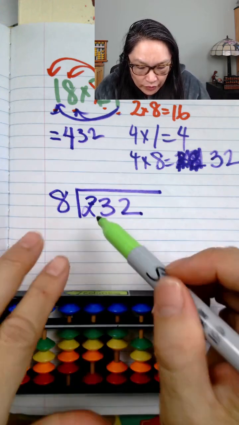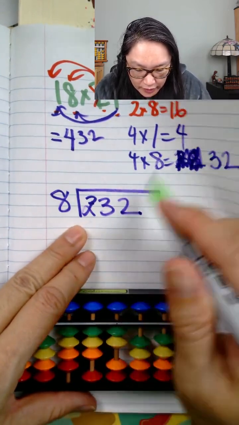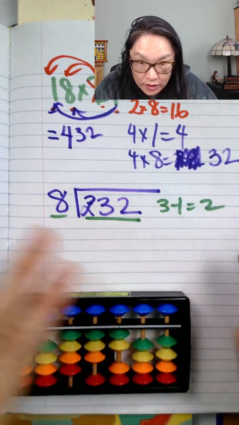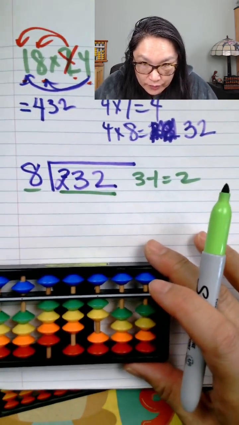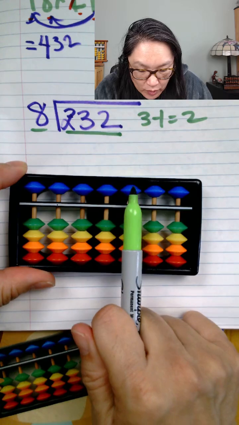So the first thing we're going to do is figure out our starting point again, right? To figure out a starting point, we have 3 digits here and 1 digit here. So it's 3 take away 1 is equal to 2. So our starting point is 2. Let me move that up a little bit. Our starting point is 2. So we go 1, 2.